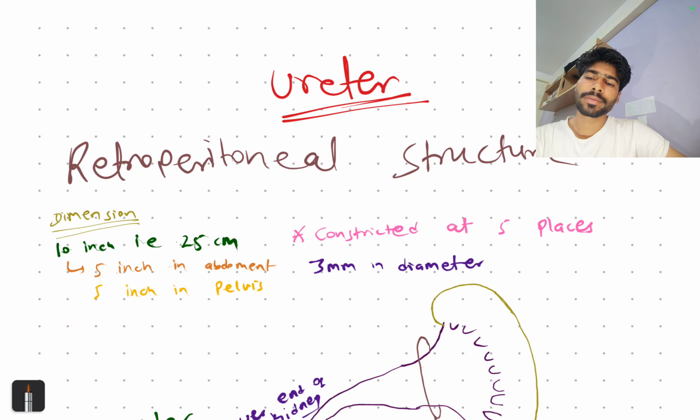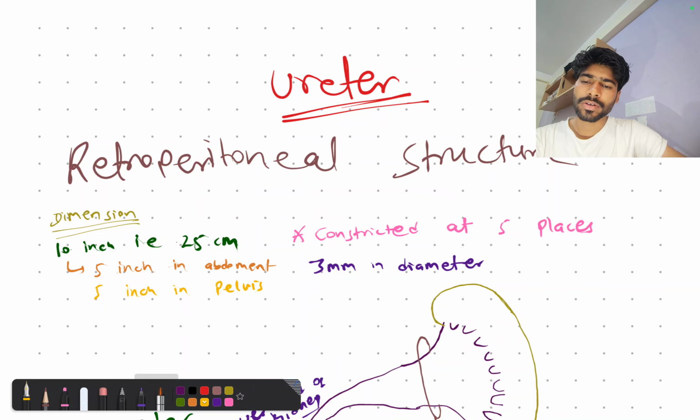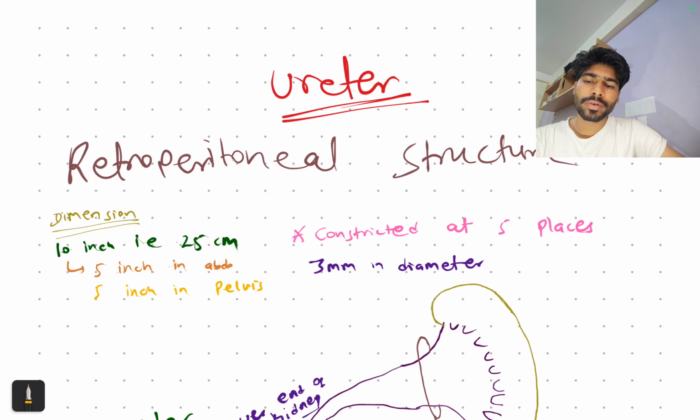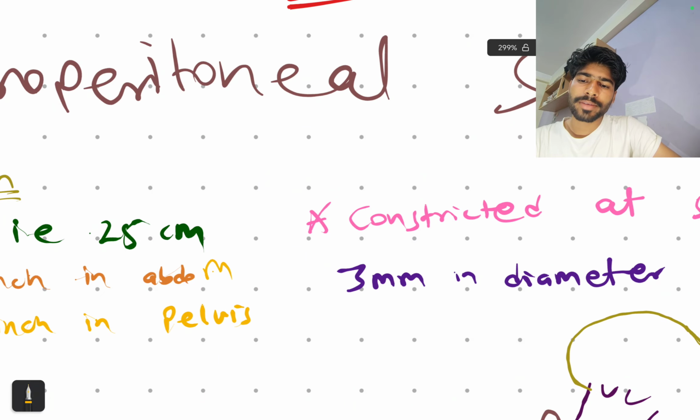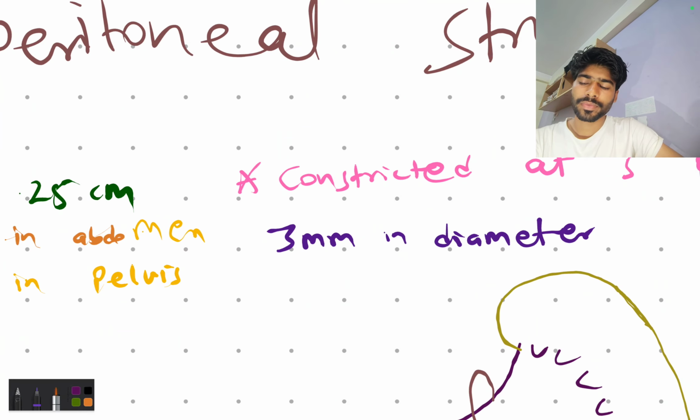So if you talk about the dimensions, it is 25 centimeters in length. That means 10 inches in length. And of those 10 inches, 5 inches are in the abdomen and 5 inches are in the pelvis. Alright, and if you talk about the diameter, its diameter is 3 mm.